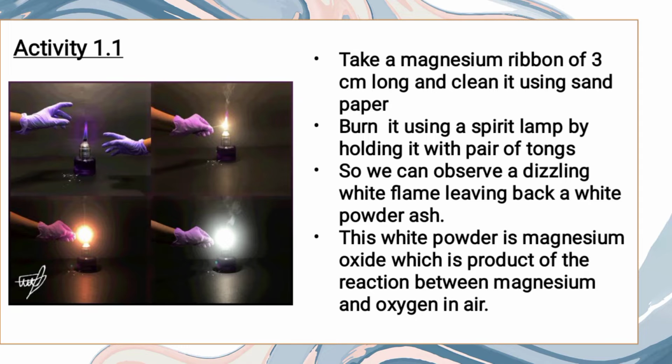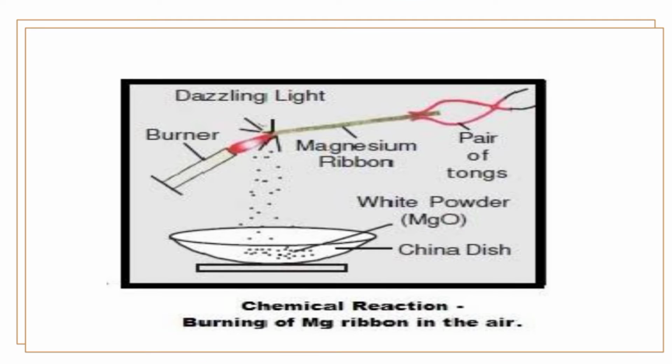Why does this happen? What is the reason for this? When magnesium ribbon reacts with the oxygen present in the air, so when you are burning this magnesium ribbon, the oxygen which is present in the surrounding comes and reacts with the magnesium and that will form magnesium oxide. The white powder which is obtained after burning the magnesium ribbon is nothing but the magnesium oxide.